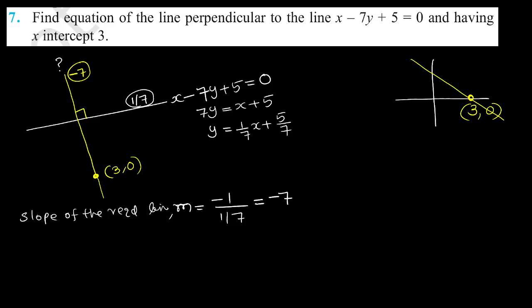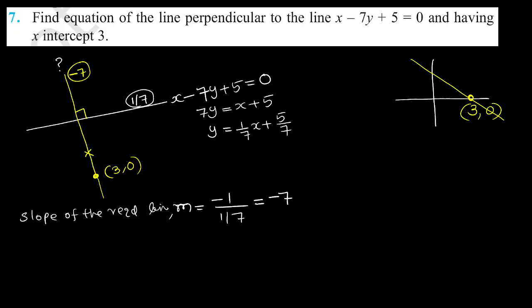Let me complete the solution. After that you can ask me doubts. The yellow colored line: I want the equation of the yellow colored line. For this yellow colored line, the slope is available and the point is available. Slope is there, point is there.